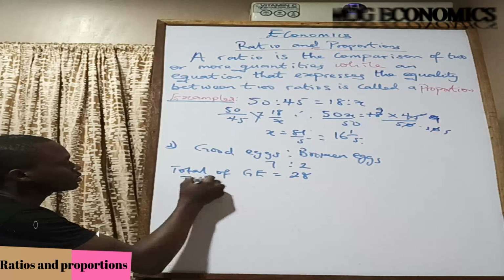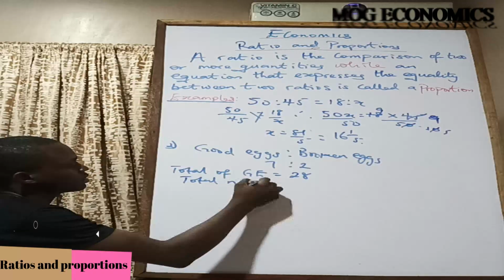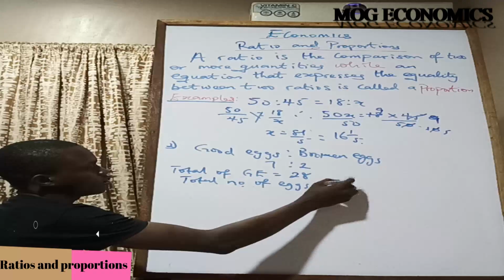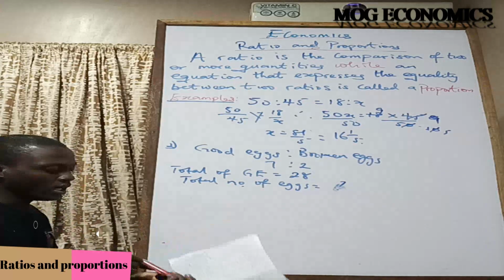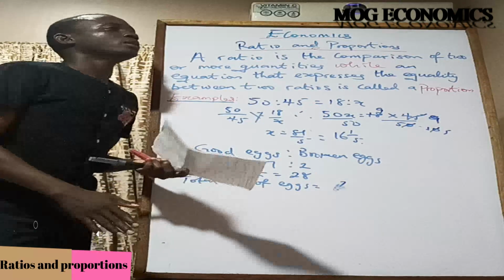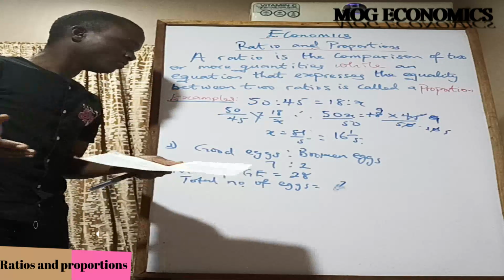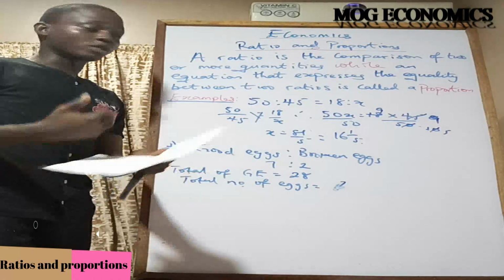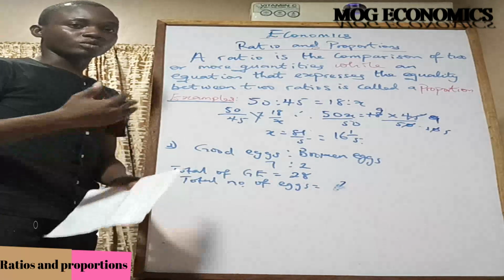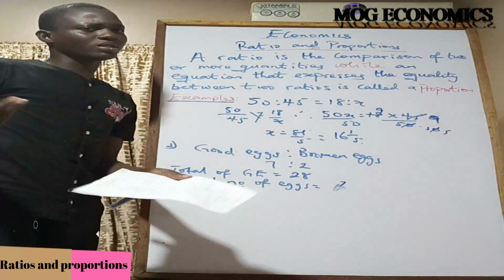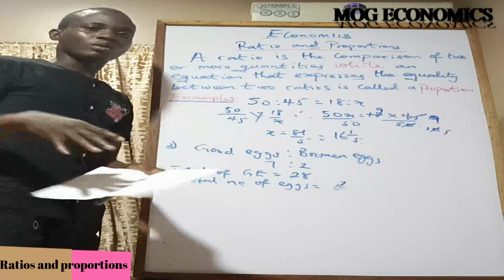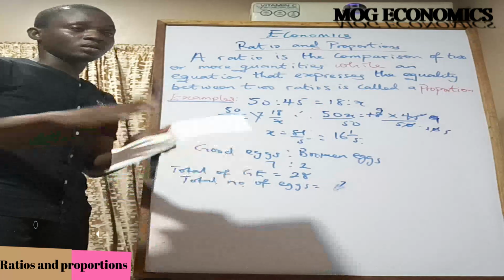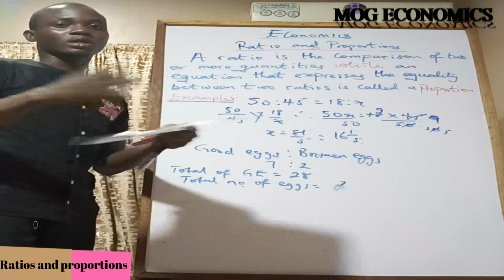Total number of eggs equals question mark. So we don't know. Now looking at this, first you have to calm down. It says the ratio of good eggs to broken eggs is 7 ratio 2, and it has given the total number of good eggs to be 28. So what is the total number of broken eggs? When we get that, the number of good eggs plus the number of broken eggs will give us the total number of eggs.